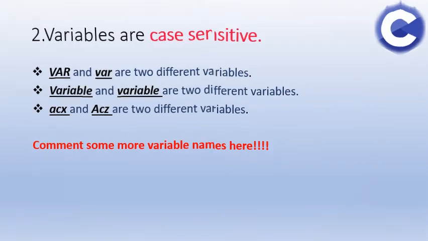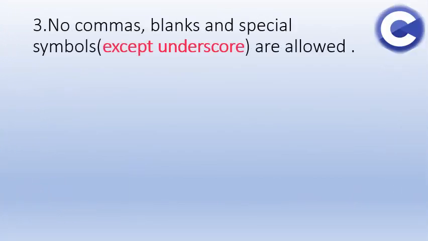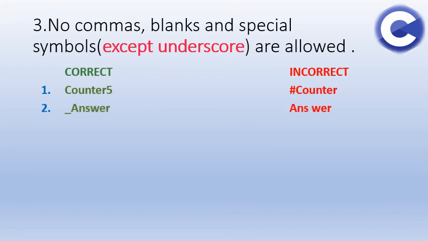Now, the third rule says no commas, blanks, and special symbols except your underscore are allowed. Here again, some examples which you will be able to differentiate as correct and incorrect. Here counter5 is correct. It is up to the point, it is following all the 3 rules.